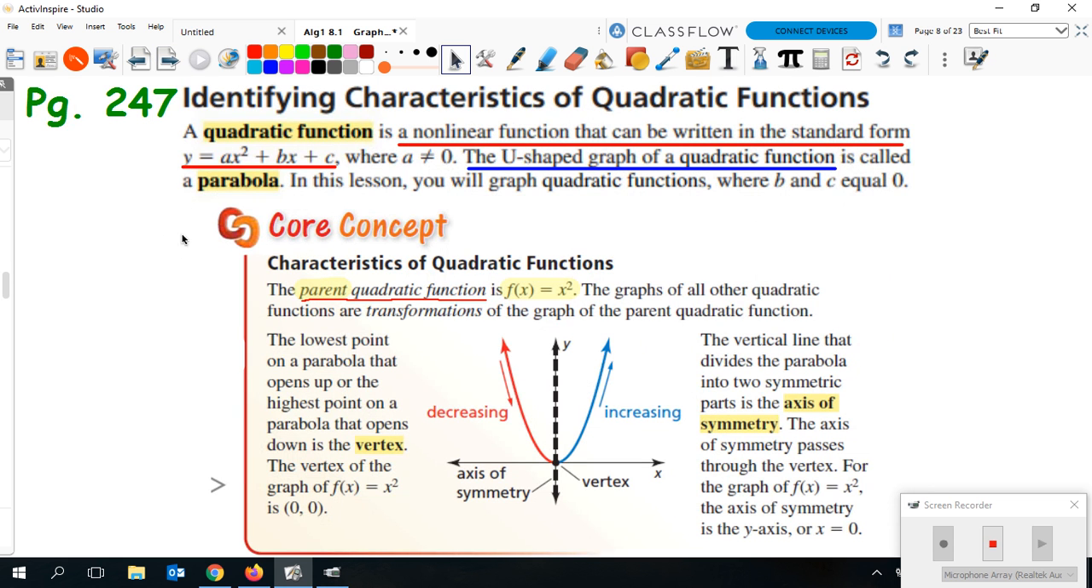Alright, well, on page 247, you'll see your vocabulary, and here's where we're going to look at these identifying characteristics of quadratic functions. Kind of need to start there. Just what is a quadratic function? And you could write this down for that. It is a non-linear function.